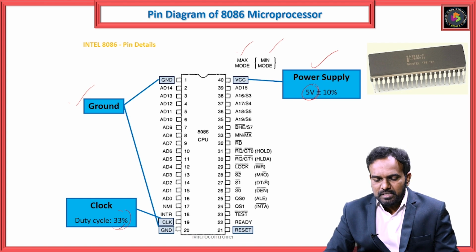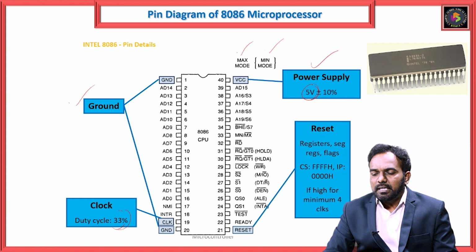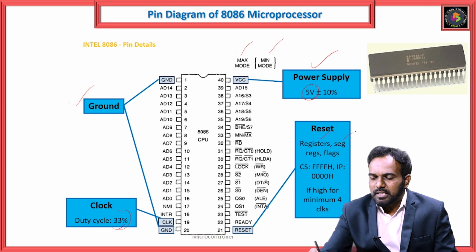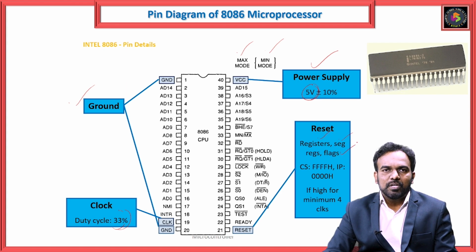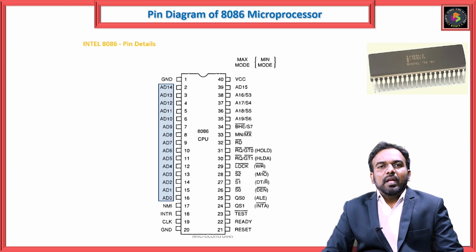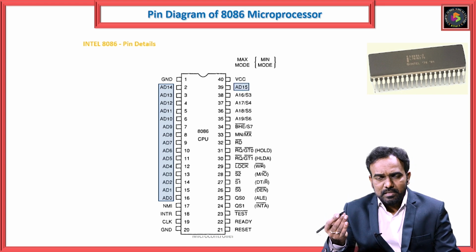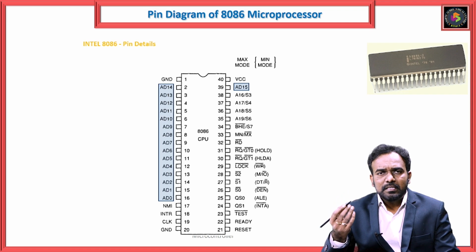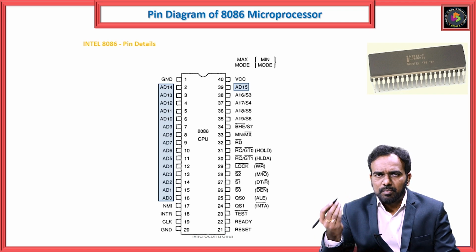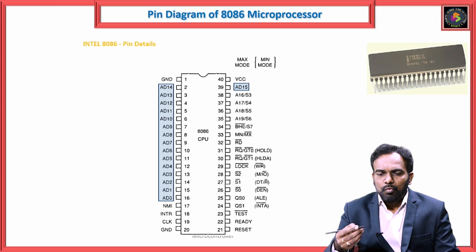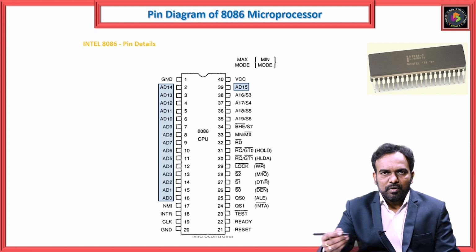Next, the pin is pin 21. This is the reset pin. To reset the registers, the segment registers and the flag register, there is a pin available in the 8086 microprocessor. That pin is called the reset pin. Now, I already told you that in 8086 microprocessor, some pins are address lines, some pins are data lines, some pins are control lines, and some pins are power supply and ground lines. We already discussed the ground pins and the power supply pin.